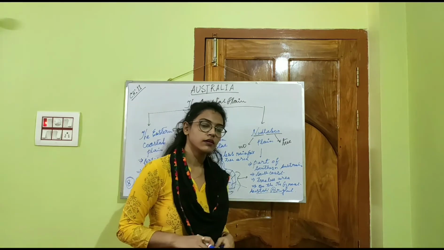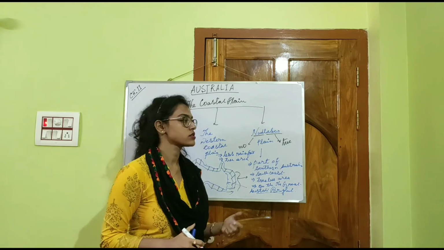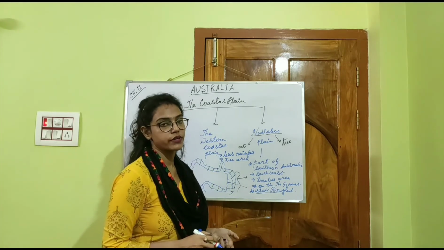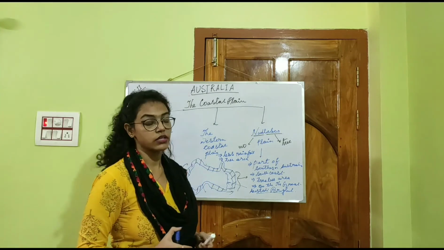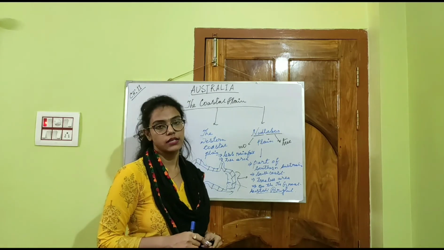So these are the features of Australia. What we read today are the Western Coastal Plain, the Western Plateau and the Eastern Coastal Plain.